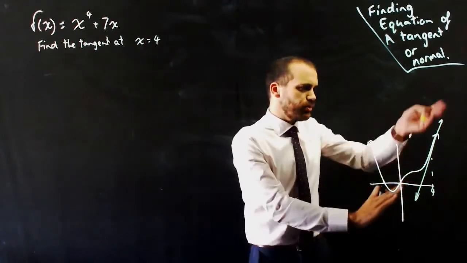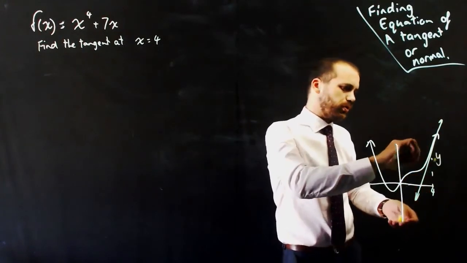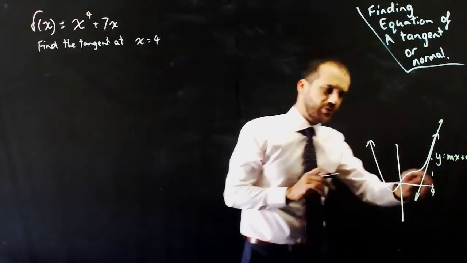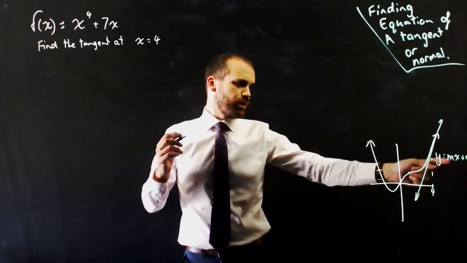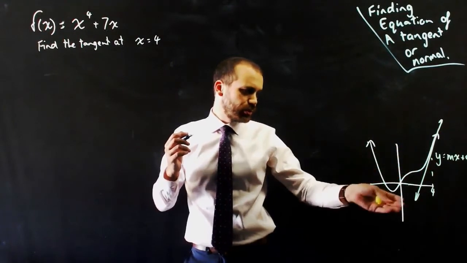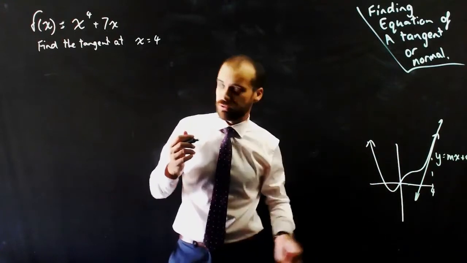So, I need to know what the gradient of that line is, because don't forget, any straight line will be y equals mx plus c. Oops, just went off the screen. Y equals mx plus c. And if I knew the gradient of the point at which it was touching this graph, I would also know the gradient of the line itself. And to find gradients, we use derivatives.